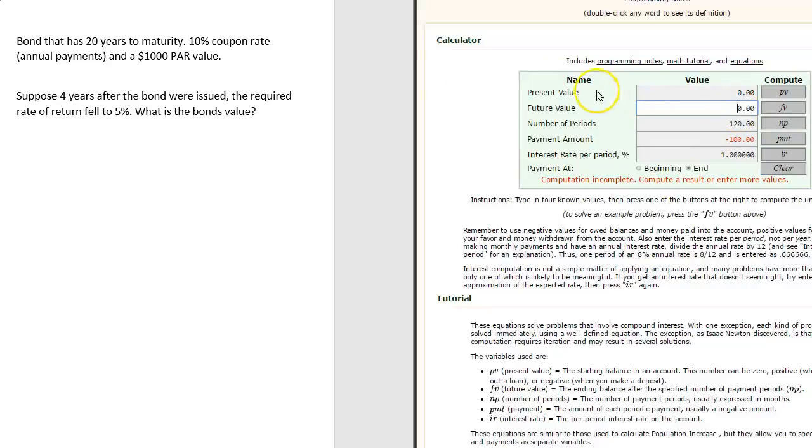Do we know what future value is? Well, we sure do. Future value is listed right there. It's going to be $1,000. That's how much will be given back to you at the end of the 20 years. So let's put in our 1,000.